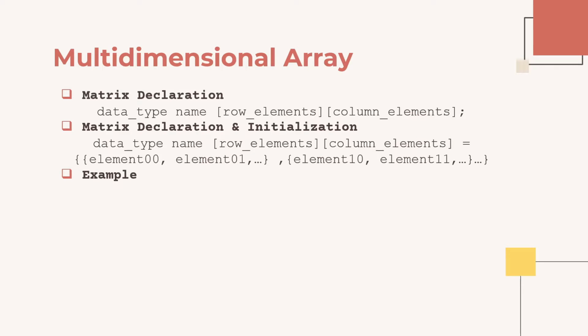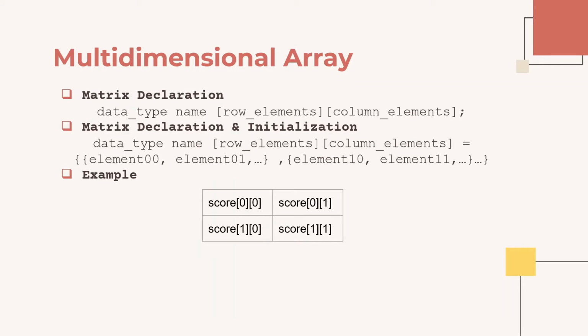For example, if we have a matrix where the number of rows and columns are 2, we can use this statement to declare this matrix: integer score[2][2]. It means that this matrix has 2 rows and 2 columns. And if you want to declare and initialize this matrix, we can use this statement: integer score[2][2], these are the numbers of rows and columns, and then an equal sign, and then specify the elements of the matrix.